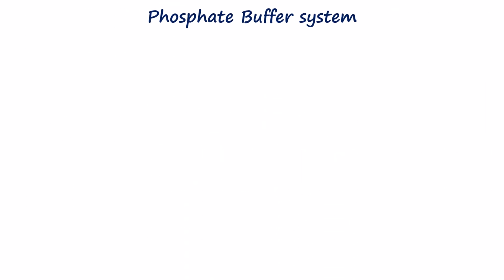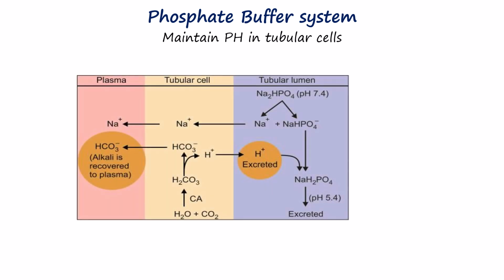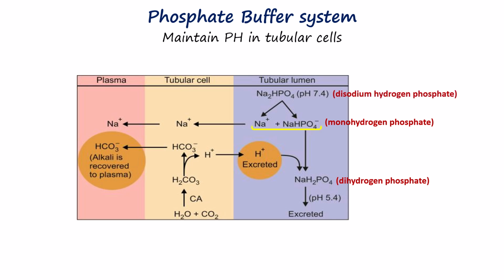The phosphate buffer system has a role in maintaining pH stability, particularly inside cells and in the kidneys. This system relies on two forms of phosphate ions, dihydrogen phosphate and monohydrogen phosphate, which exist in equilibrium. In the tubular lumen, monohydrogen phosphate from filtered disodium hydrogen phosphate binds with secreted hydrogen ions to form dihydrogen phosphate, which is excreted in urine.